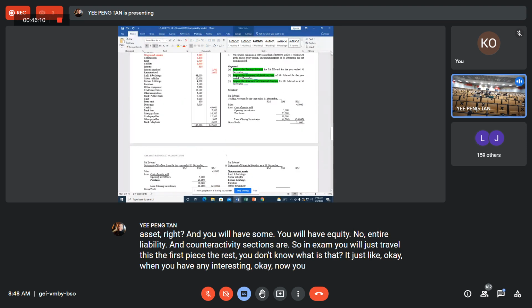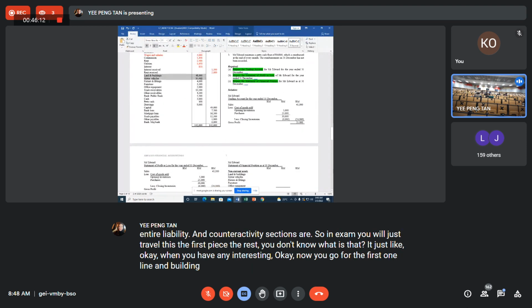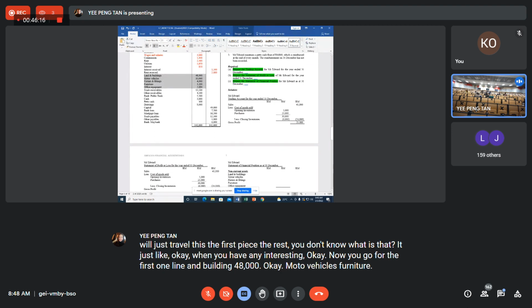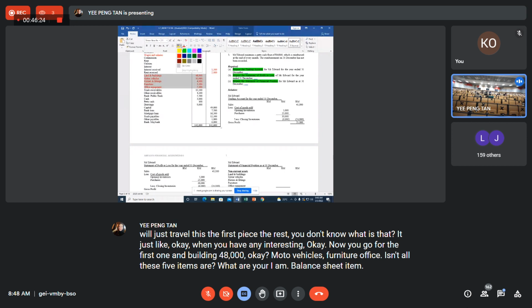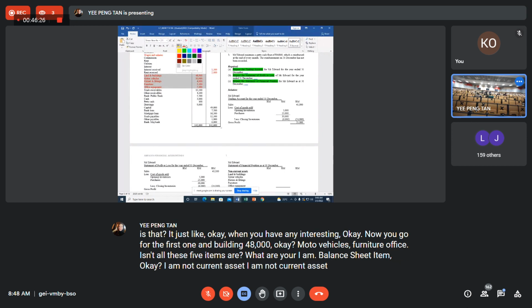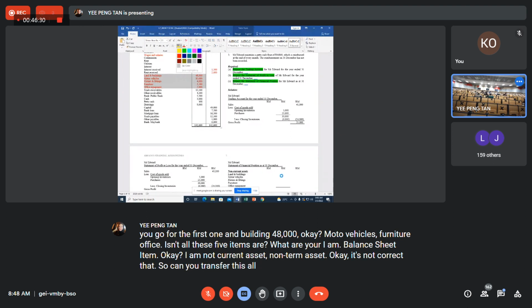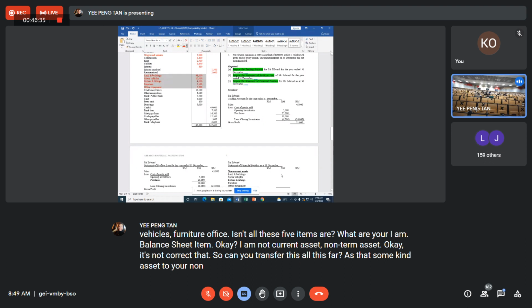Okay, now we go for the first one, land and building 48,000. Okay, motor vehicle, furniture, fixture and fitting, furniture, office equipment. All these 5 items are what? Are your balance sheet items. Okay, are your non-current assets. So can you transfer all these 5 assets, non-current assets, to your non-current asset section?